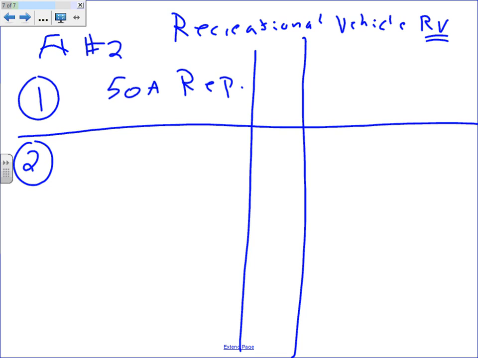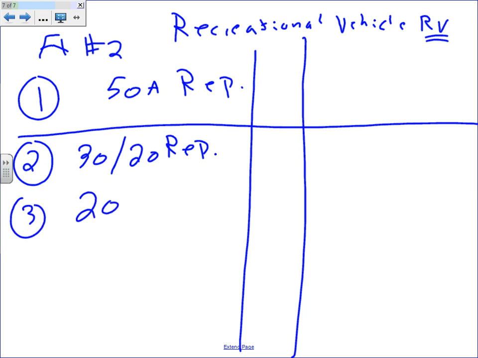Okay. Number two, I have a 30/20 receptacle. Okay. And number three, this is 30. I have number three, I have only 20M receptacle. These are all receptacles for the site, guys, so you can plug in your RV. Cool?